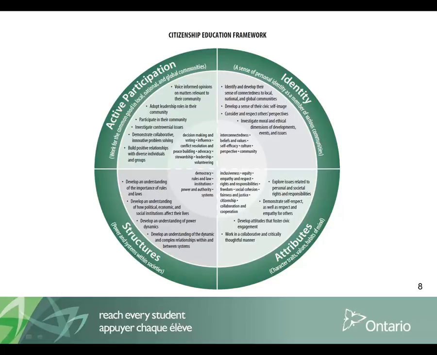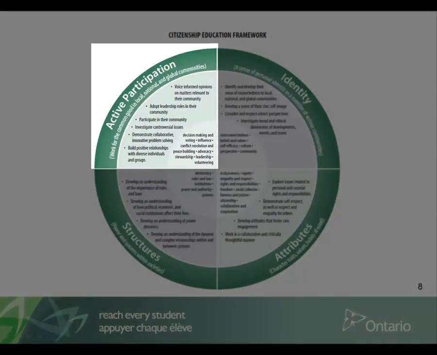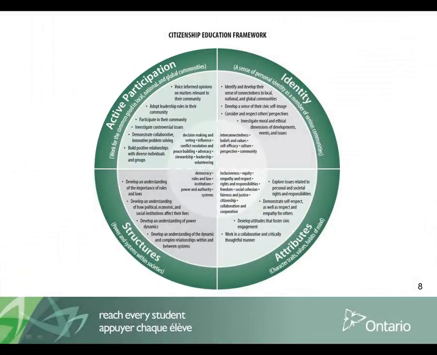The 4 elements of citizenship, identity, attributes, structures, and active participation run throughout the Social Studies, History, Geography, and Canadian World Studies revised curriculums. They are embedded into the expectations of the grades and courses. Overall changes with respect to citizenship education are based on research indicating that pedagogical approaches to citizenship education have changed.